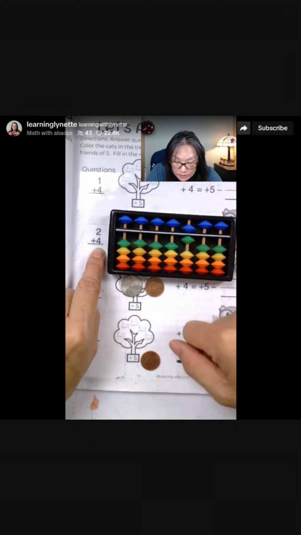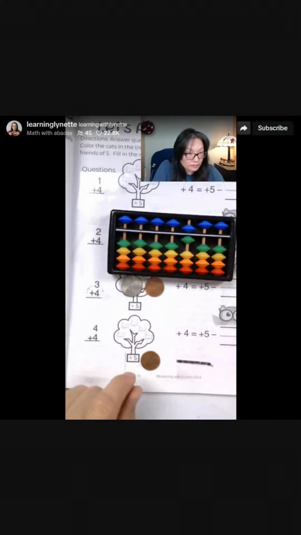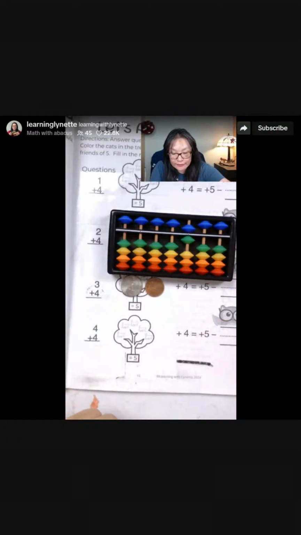5 on top, 3 on bottom. So now what do we have? 6. Yes. 5 on top, 1 on the bottom.